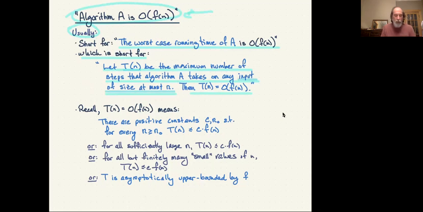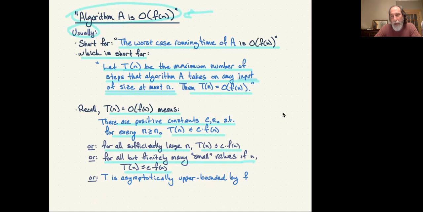Okay, so a reminder from the last slide, maybe you don't need it: t of n is big O of f of n means there are positive constants c and n naught such that if n is bigger than n naught, t of n is less than or equal to c times f of n. Less formally, we might say for all sufficiently large n, T of n is less than or equal to C times F of n. Or we might say for all but finitely many small values of n, T of n is less than or equal to C times F of n, right?